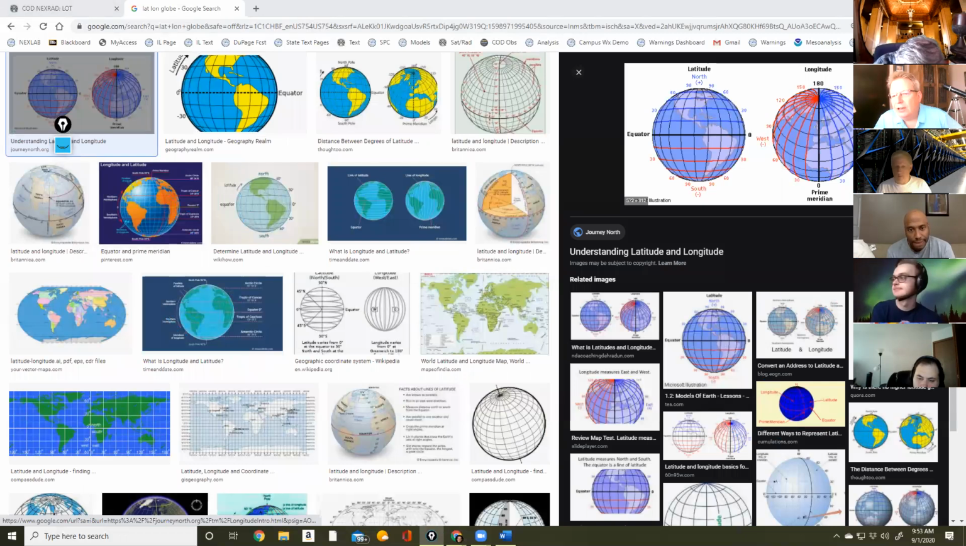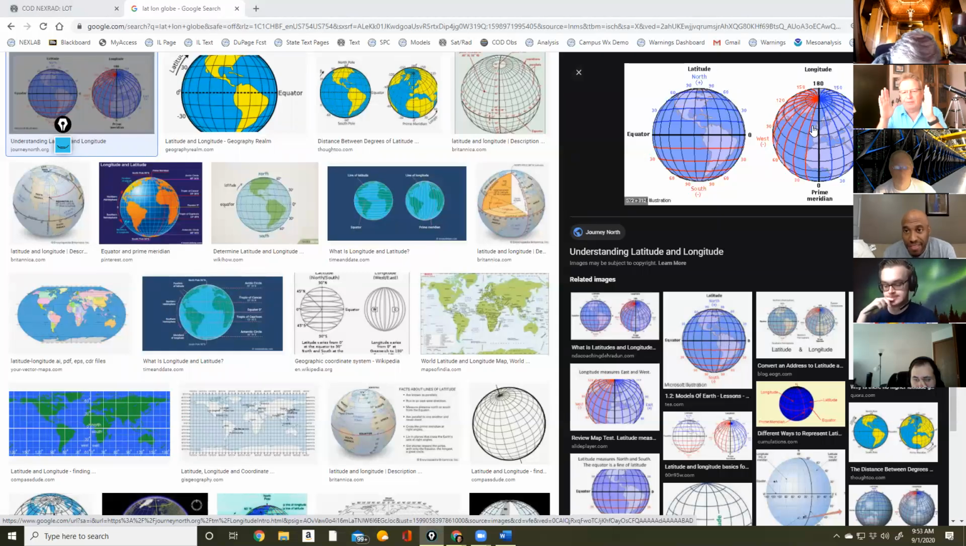Do you agree that near the equator, I've got nice squares? When I get to higher and higher latitudes, these squares are not squares. They're very rectangular. A degree of latitude is always a degree of latitude, but a degree of longitude is getting much, much smaller.